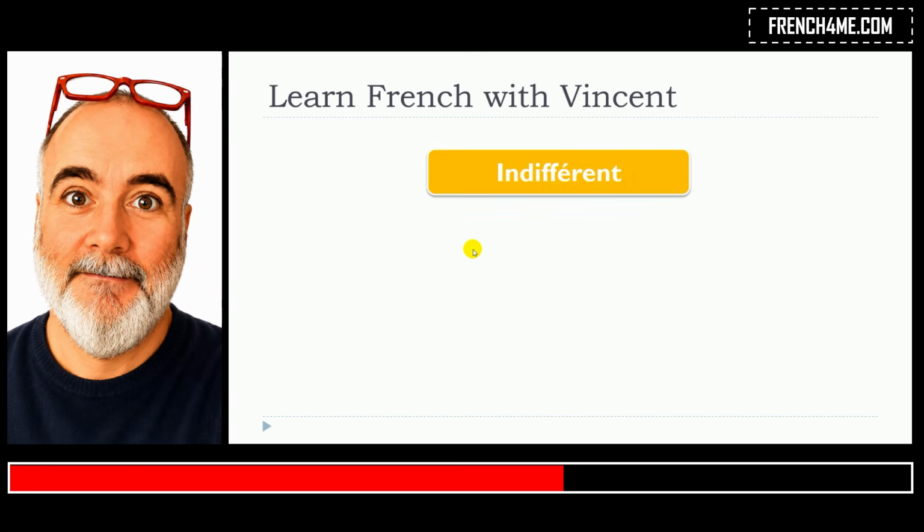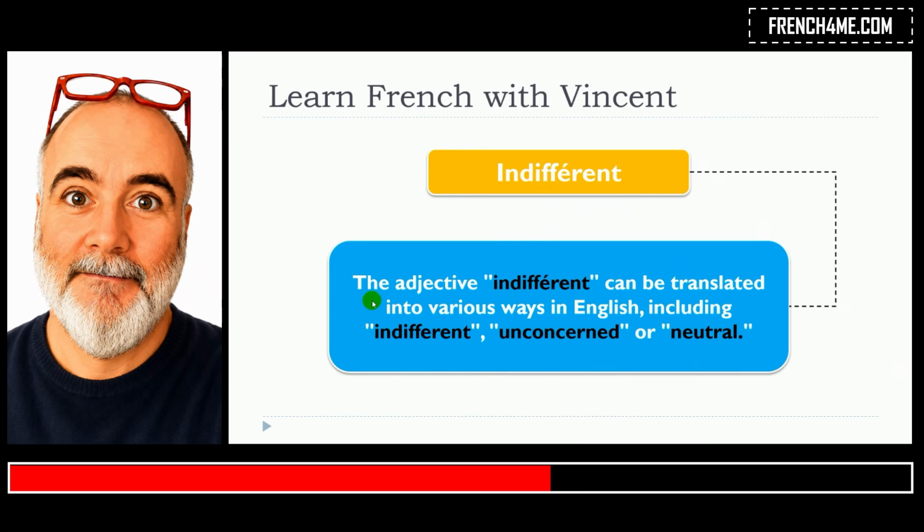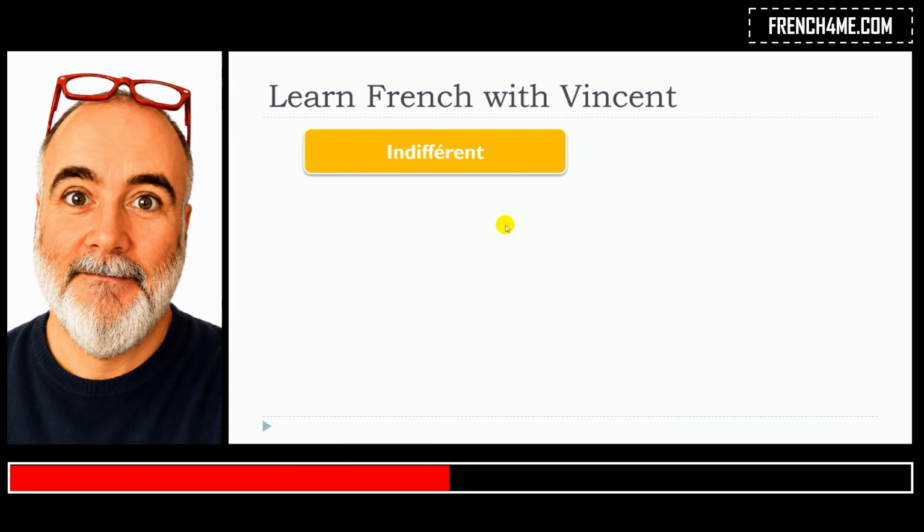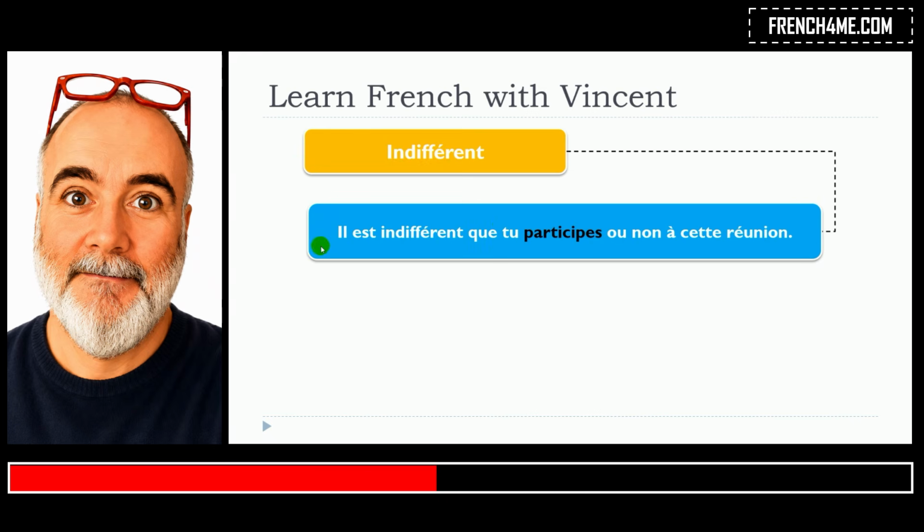So this lesson is about indifférent. The adjective indifférent can be translated into various ways in English, including indifferent, unconcerned, or neutral. So we will see some examples with indifférent.